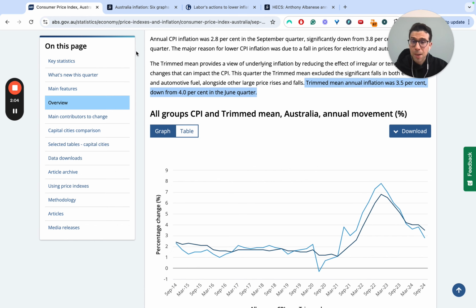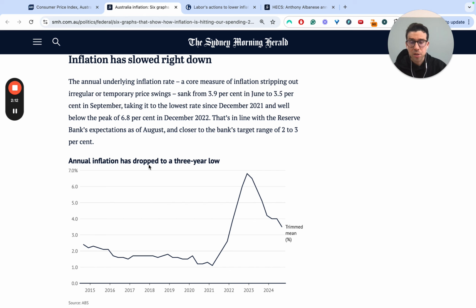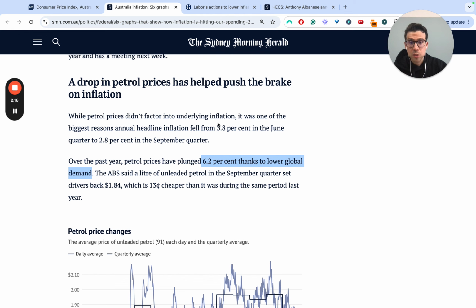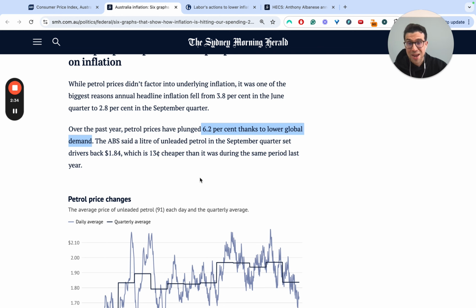Now, let's look at a couple of data points here that might explain why this has occurred. So this is a Sydney Morning Herald article with some really fantastic insights and visualizations. The first thing, in terms of really highlighting one of the reasons, is that petrol prices have really played a role in placing downward pressure on the headline rate of inflation. So they don't factor into underlying, but for headline, in explaining that 1% reduction, petrol prices have fallen 6.2%, right, over the last year thanks to global demand falling. That's about 13 cents cheaper per litre at the petrol station. So firstly, that's one reason why.